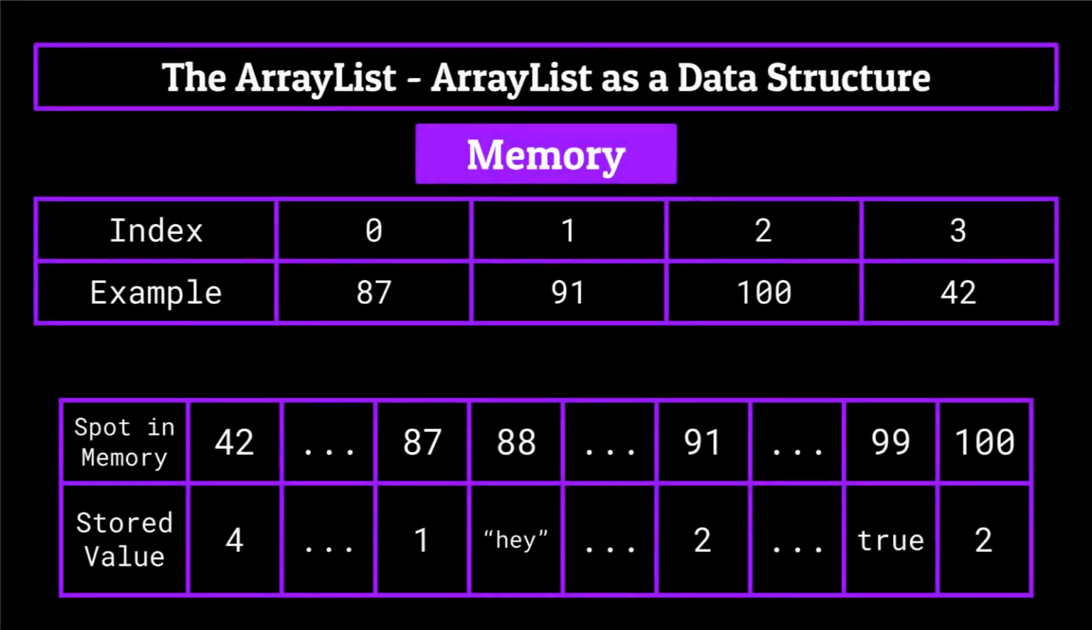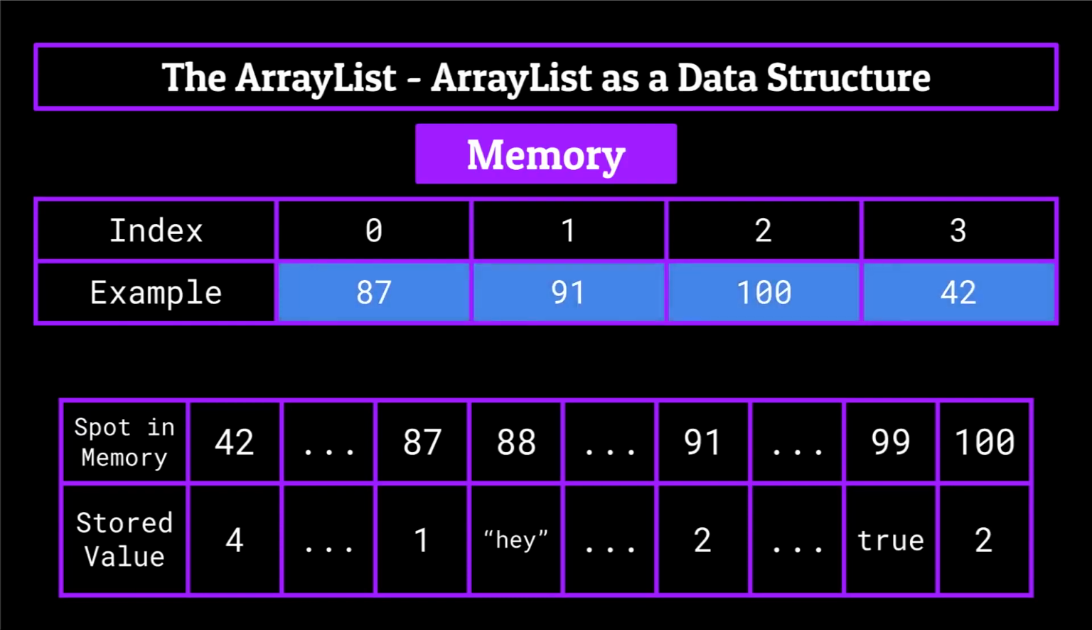So if we pull up our example array list in memory, you can see that it looks a little bit different. Let's break down what's going on. Instead of storing the actual objects which are contained within itself, an array list actually stores references, or pointers, to the locations of those objects in memory.